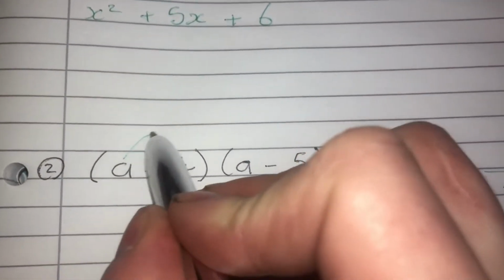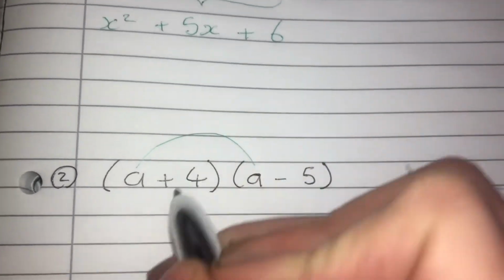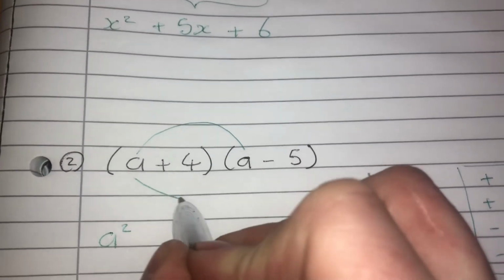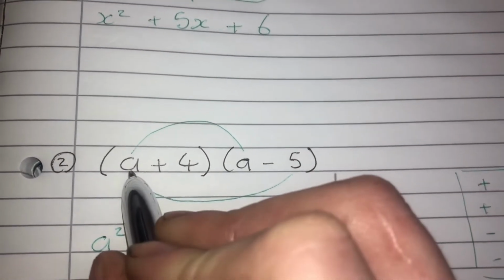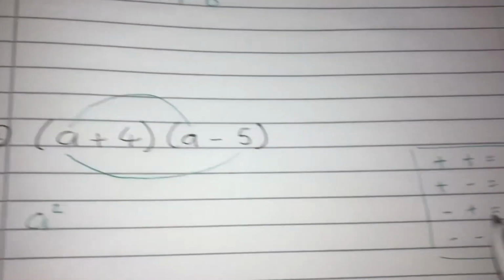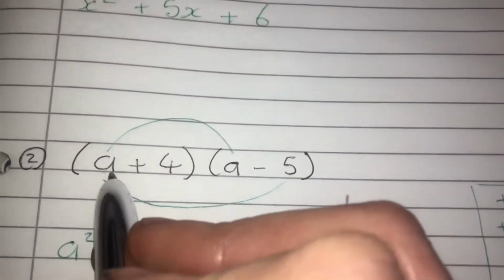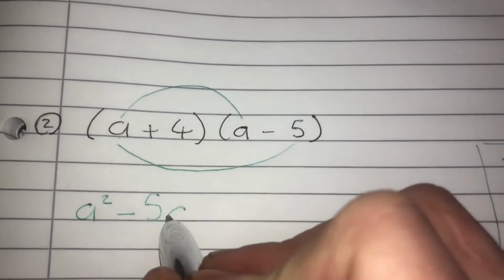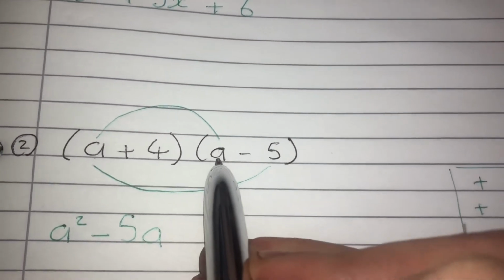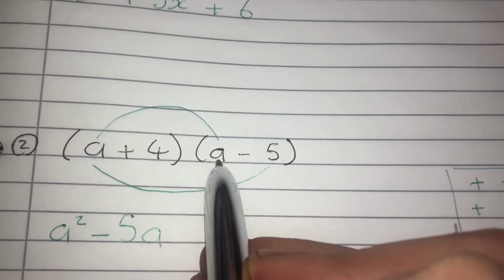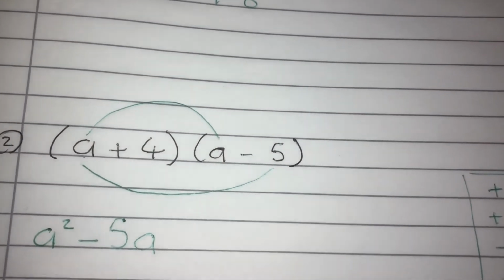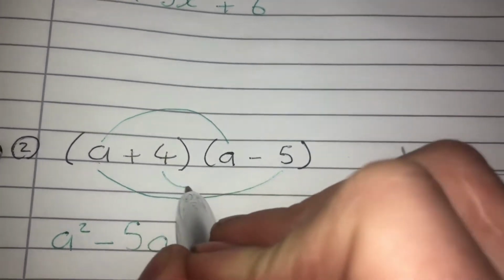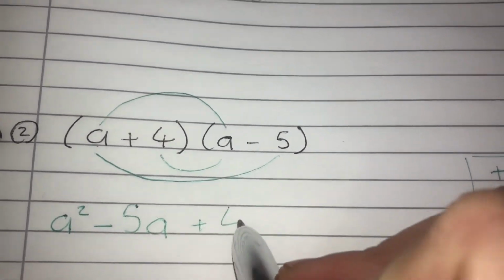So first, a times a, the first term, is a squared. Outer, the outermost terms. Positive times a negative gives us a negative. So a times minus 5 is minus 5a. Inner, a positive times a positive here. Okay, remember, it's the sign in front, or if there's no sign then it is positive. It's the sign in front that dictates whether it's positive, so we're multiplying two positives. So 4 times a is positive 4a.